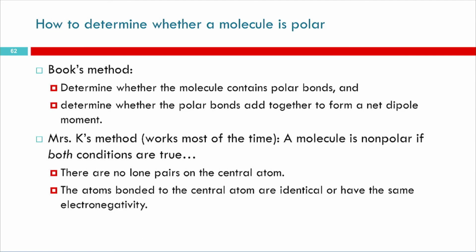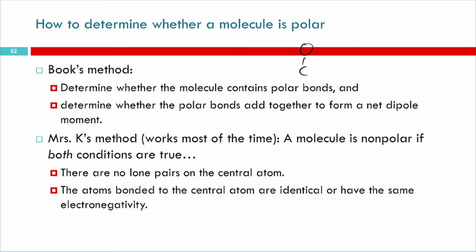So, a couple methods here for how to determine if a molecule is polar. The book's method is to determine whether the molecule contains polar bonds. Right? So if we have a bond like, well, carbon and oxygen would be a polar covalent bond. And then we determine whether the polar bonds add together to form a net dipole moment.